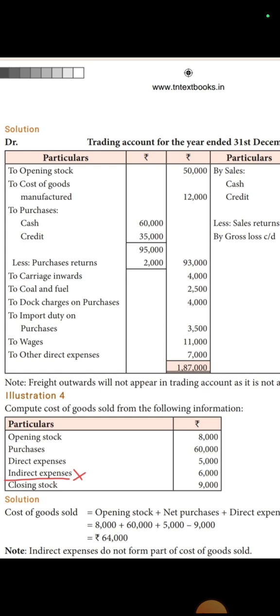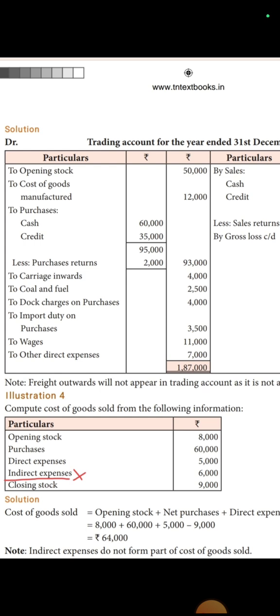Okay, what is meant by cost of goods sold? Do you know the format of the trading account? On the debit side of the trading account appear opening stock, purchases and direct expenses, right? And on the credit side of the trading account appear sales and closing stock, right?